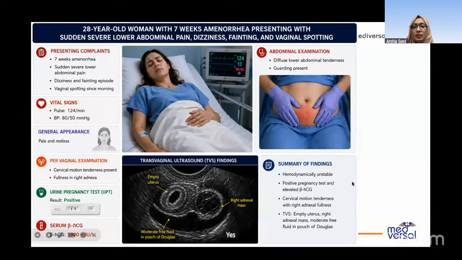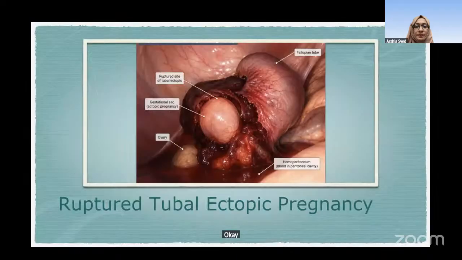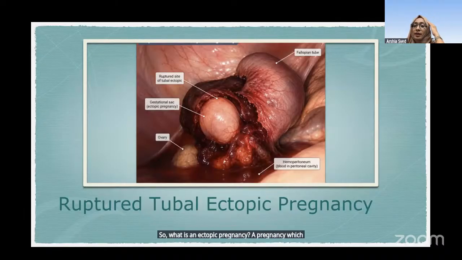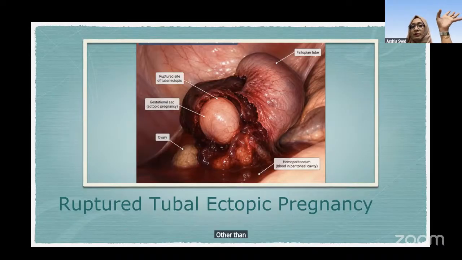Yes. So the correct answer is a ruptured tubal ectopic pregnancy. Okay. So this is a case of a ruptured tubal ectopic pregnancy. So what is an ectopic pregnancy? A pregnancy where implantation is taking place anywhere other than the uterine cavity. So that is an ectopic pregnancy.